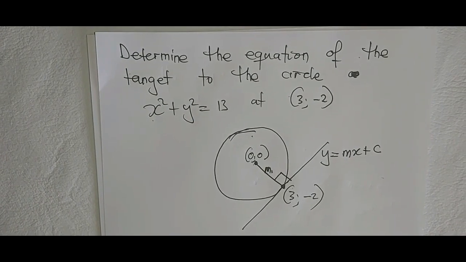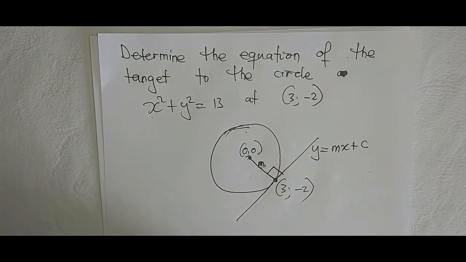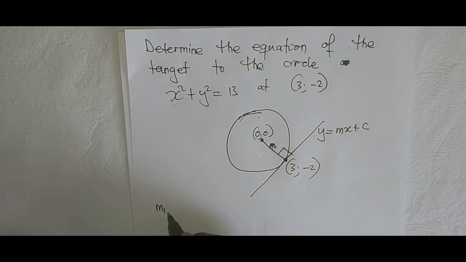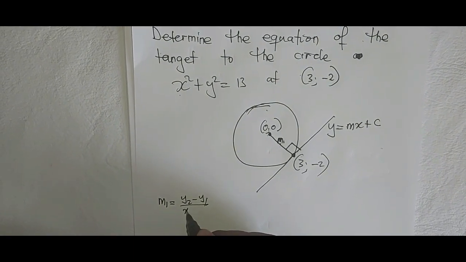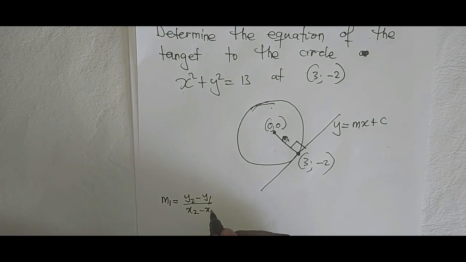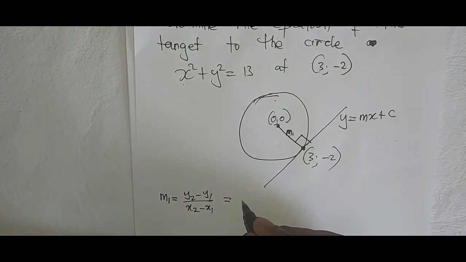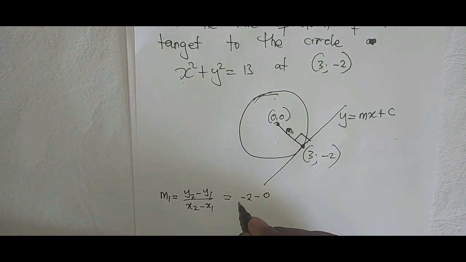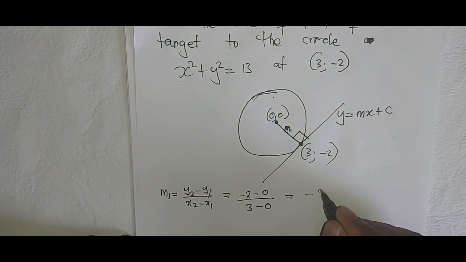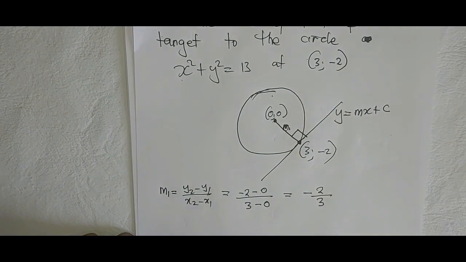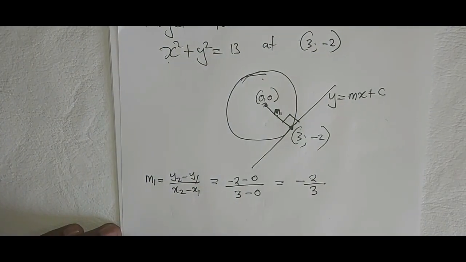Then we must determine m1, the gradient of the radius. That is to say, m1 equals y2 minus y1 over x2 minus x1, which equals, here my y2 is -2, minus 0, over 3 minus 0, which equals -2 over 3. That becomes the gradient of the radius, m1.